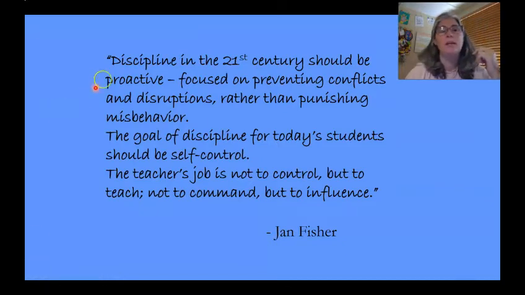So I like this quote, discipline in the 21st century should be proactive, focused on preventing conflicts and disruptions rather than just punishing misbehaviors. The goal of discipline should be self-control. The teacher's job is not to control, but to teach. Not to command, but to influence. And I thought that was a nice way of viewing classroom management.